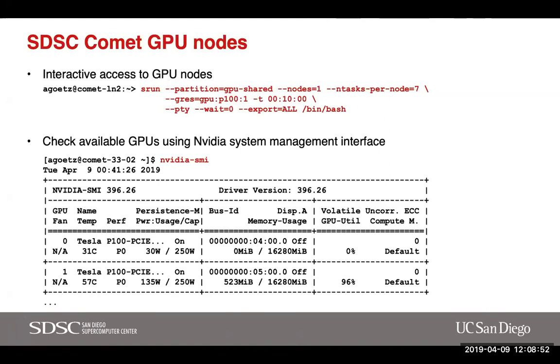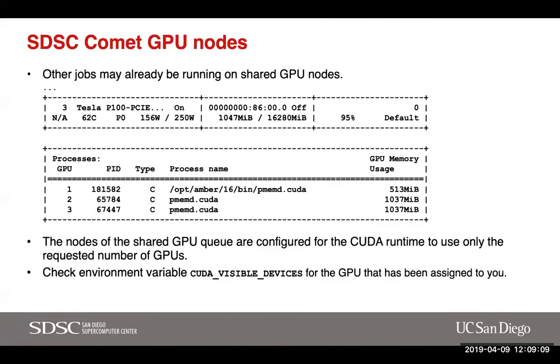You can use the NVIDIA System Management Interface to get information about the GPUs. So if you type nvidia-smi, you will get information about the GPUs that are installed. Here, for instance, is an output that tells you that you have Tesla P100 GPUs available. So there should be 4 showing up. Other jobs may already be running on the shared GPU nodes.